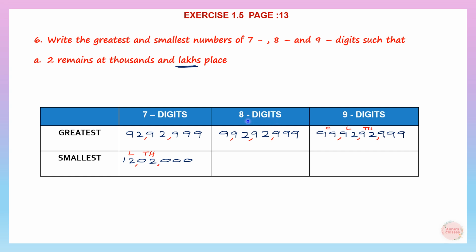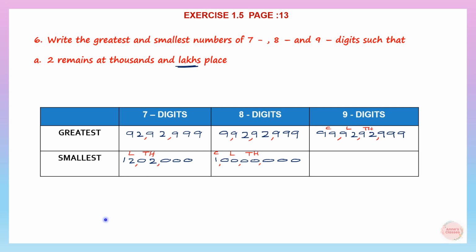Now to form the 8-digit number, you're going to write 1 followed by 7 zeros. 1, 2, 3, 4, 5, 6, 7. Now let's put our commas. Ones, tens, hundreds, comma, thousands, 10,000s, comma, lakh, 10 lakh, comma, crore. So this number is 1 crore. And this is the lakhs place. This is the thousands place.